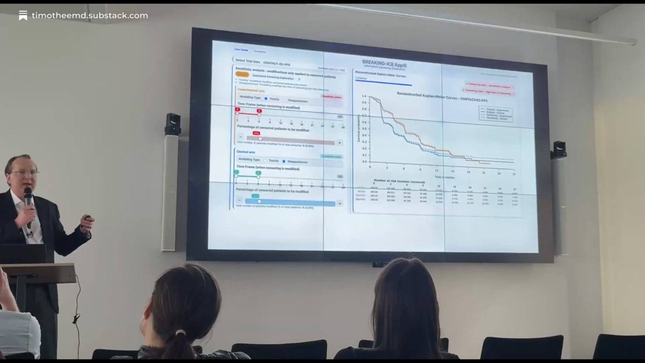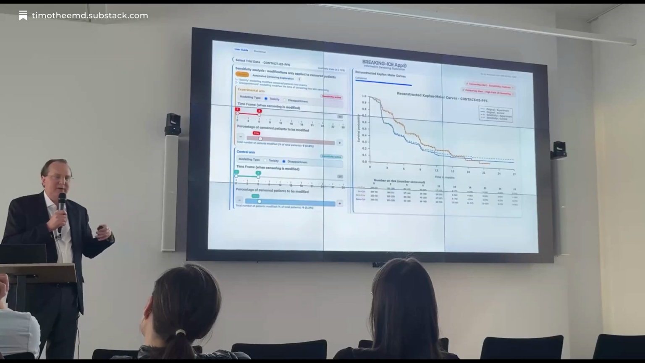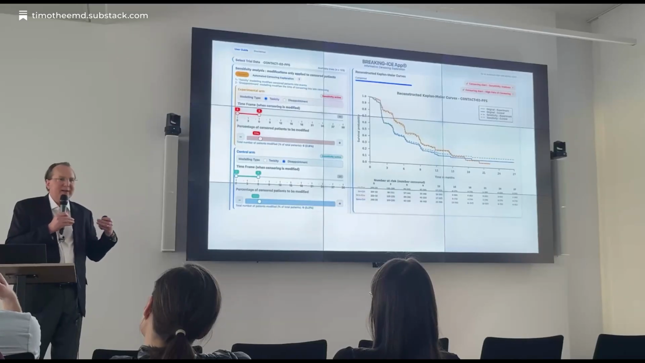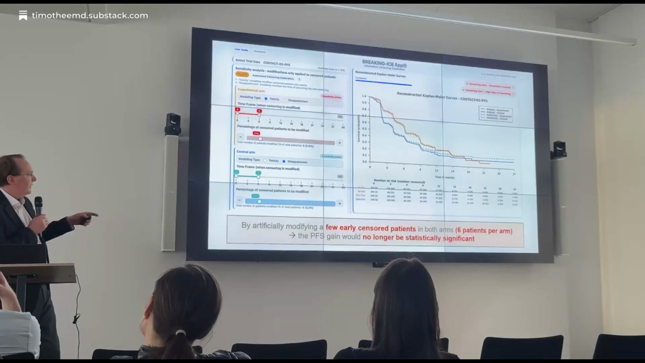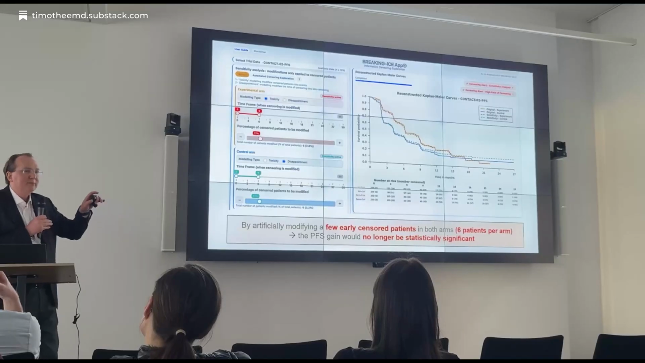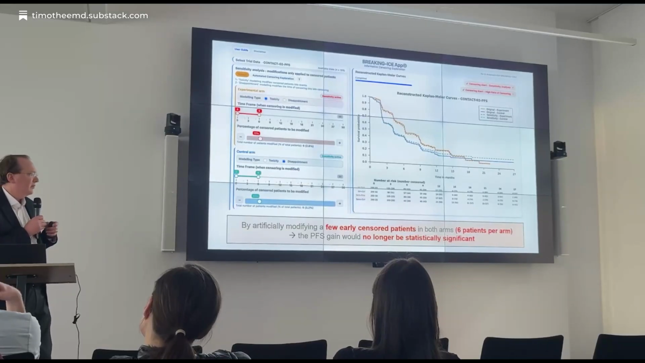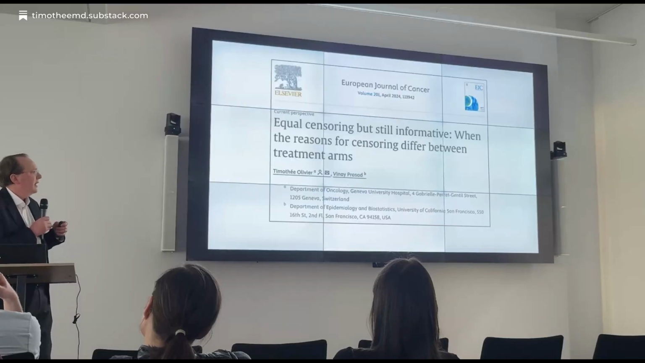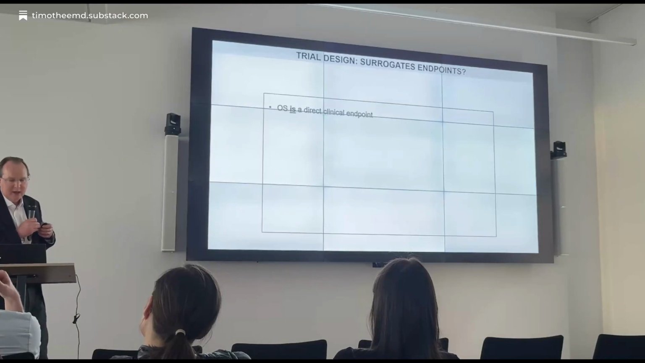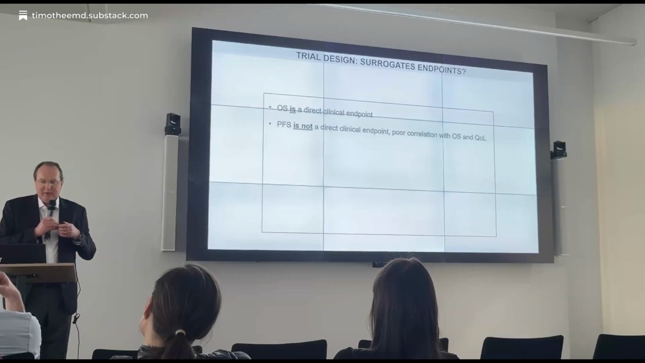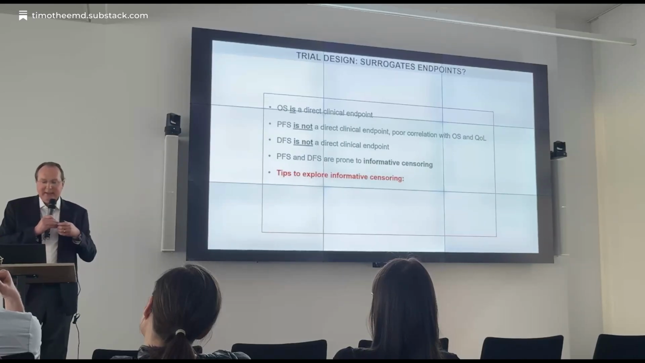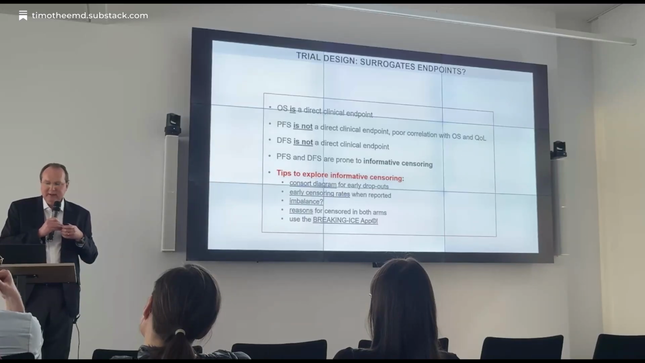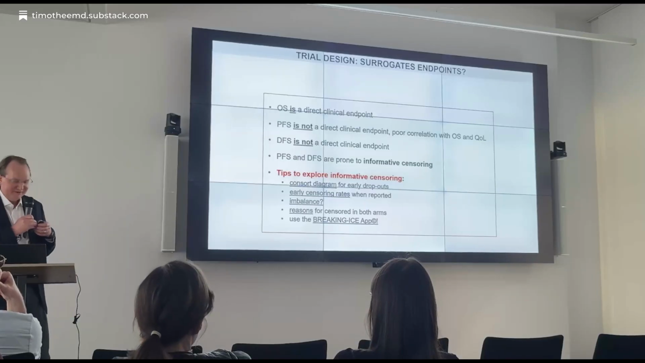And if you go on BreakingIce, it really opens on the CONTACT-2 trial. This was really the kind of trial that allowed us to construct this framework. And we see that by modifying only 6 patients per arm, the PFS gain would no longer be statistically significant. And we published this with Vinay Prasad. So OS is a direct clinical endpoint, PFS is not, DFS is not. They are prone to informative censoring, and tips to explore them: CONSORT diagram, early censoring rate, imbalance, reasons, and use BreakingIce. If you want, it's free.